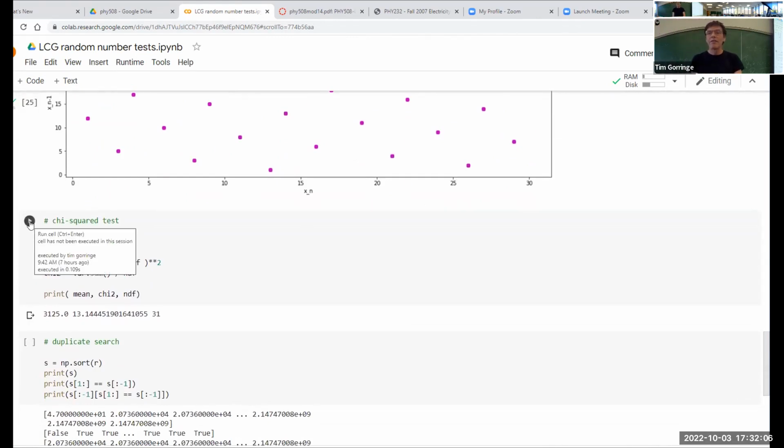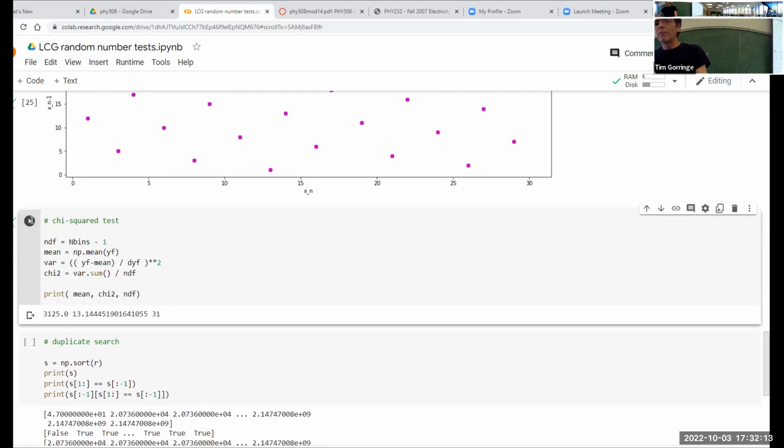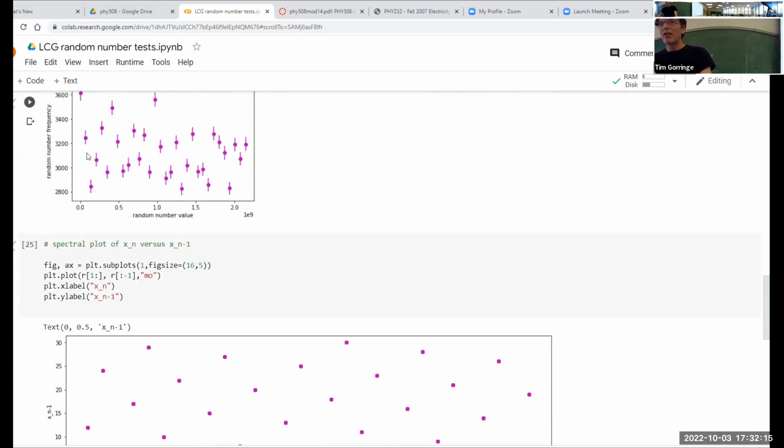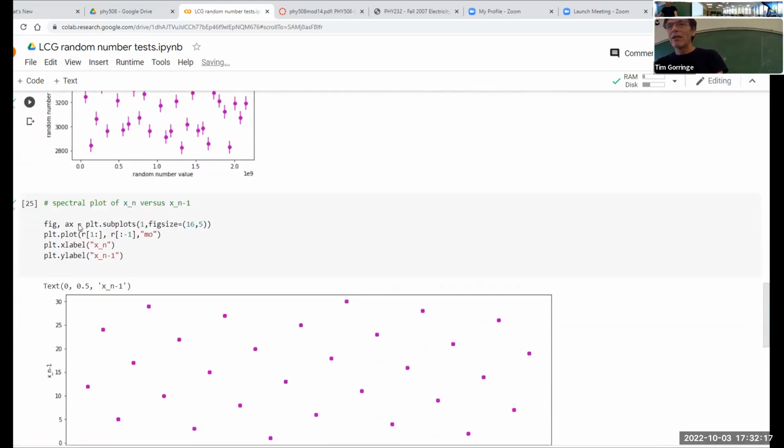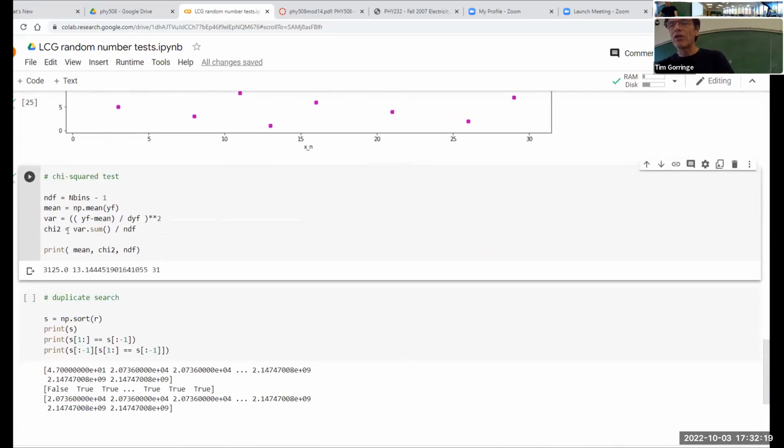The last test I wanted to show you was a kind of chi-squared test. This really goes with this plot here. You can evaluate, so in that plot, within the error bars, we should have the same number of counts in each of the 32 bins. And so you can calculate a chi-squared for those 32 points.